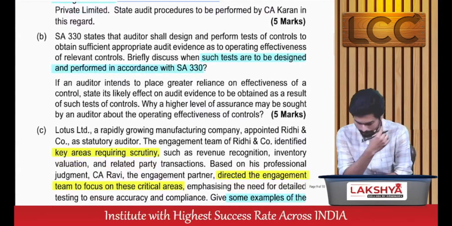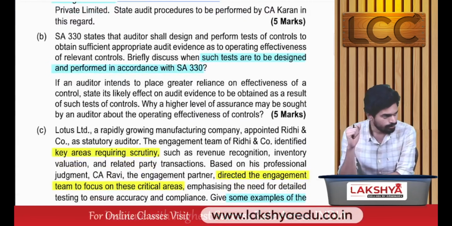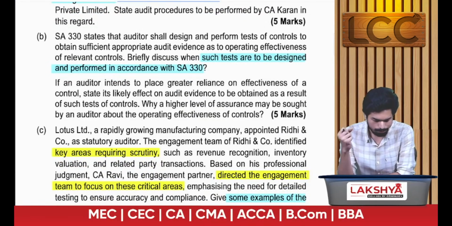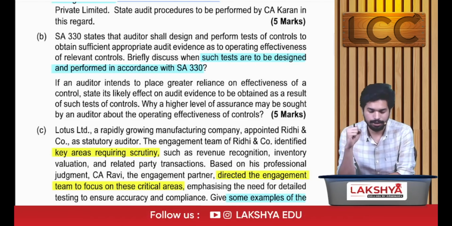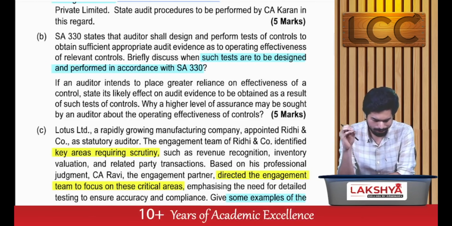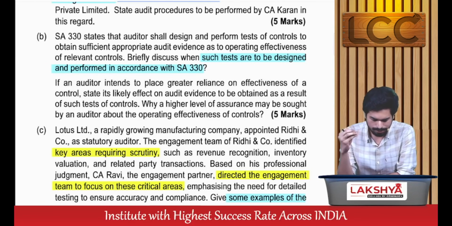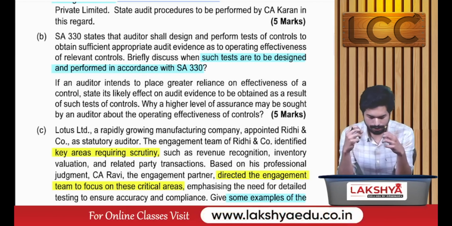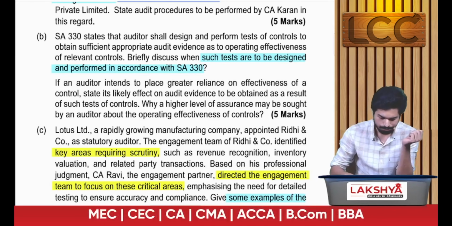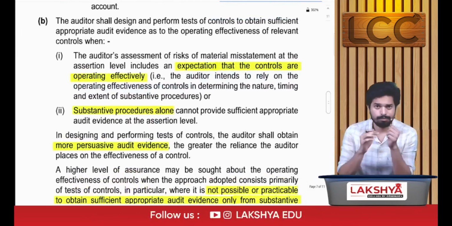Next, for B, SA 330 states that the auditor shall design and perform tests of controls to obtain sufficient and appropriate audit evidence as to the operating effectiveness of relevant controls. Briefly discuss when such tests are to be designed and performed in accordance with SA 330. When will we design and perform the test of controls as per SA 330? Means there are two situations.